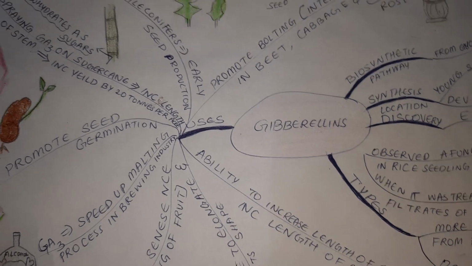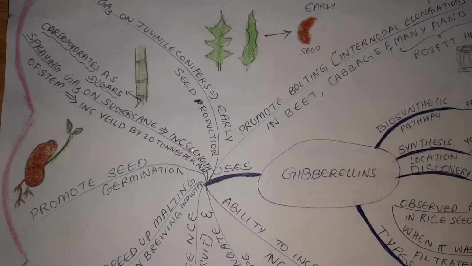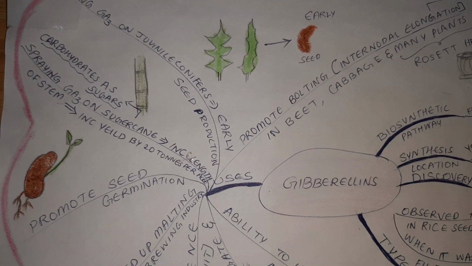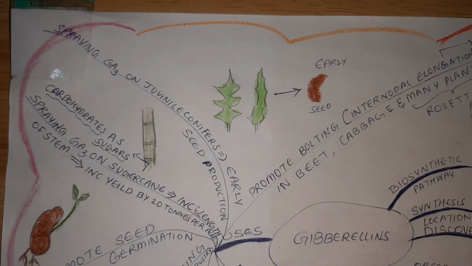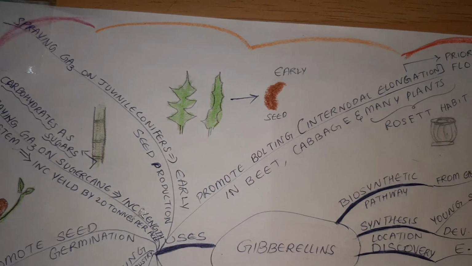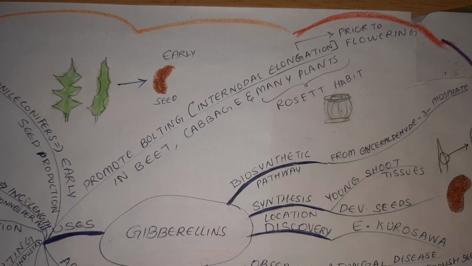They promote seed germination. When GA3, gibberellic acid, is sprayed on sugarcane, they increase the length of the stem. Therefore, the yield of sugarcane is increased by 20 tons per acre. When GA3 is sprayed on juvenile conifers, they help in early seed production. They also promote bolting, means internodal elongation.